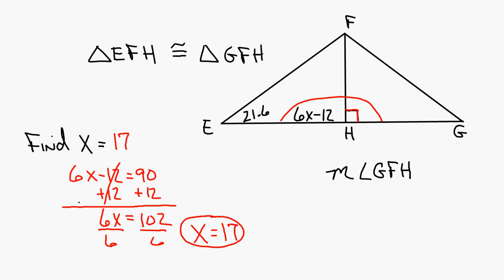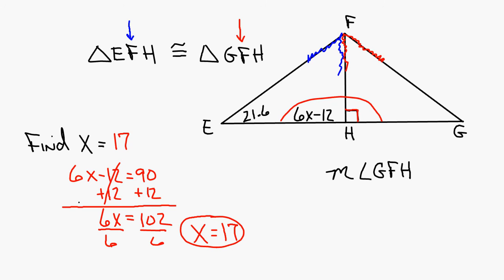Okay, second part of the question is the measure of angle GFH. So GFH would be this red angle right here. And look, in GFH, angle F is the vertex, isn't it? And that's congruent to angle EFH, where F is the vertex. So angle EFH would be this blue angle, wouldn't it? Those two angles are congruent to each other.